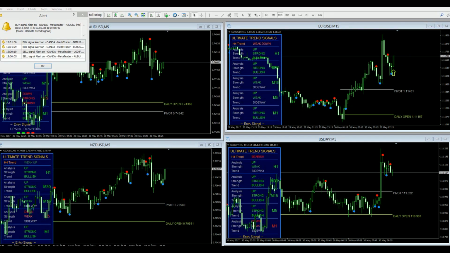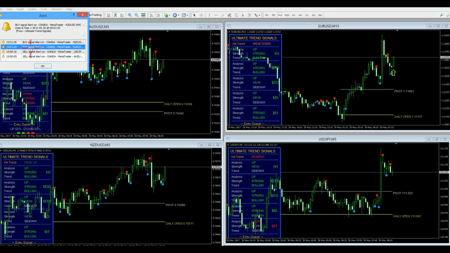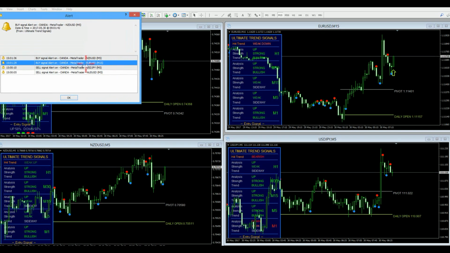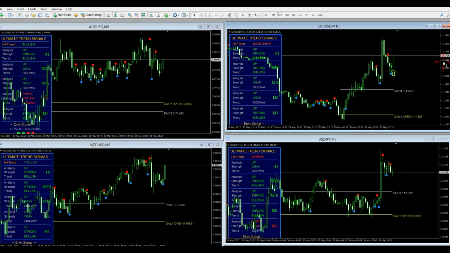So what is this indicator? Ultimate Trend Signals is what it's called. If you look at the chart here, you see it gives us some alerts. You see here, it says buy, USD, so barely 1 minute ago, 15 minute time frame. See, buy signal, okay, and the alerts are on. So let's see if this one becomes a winner or not.